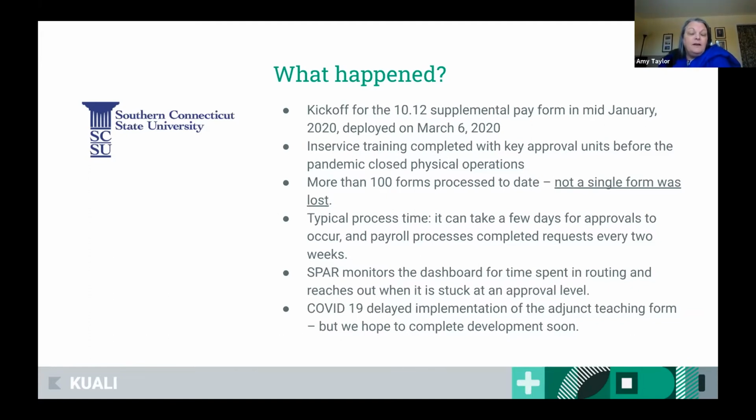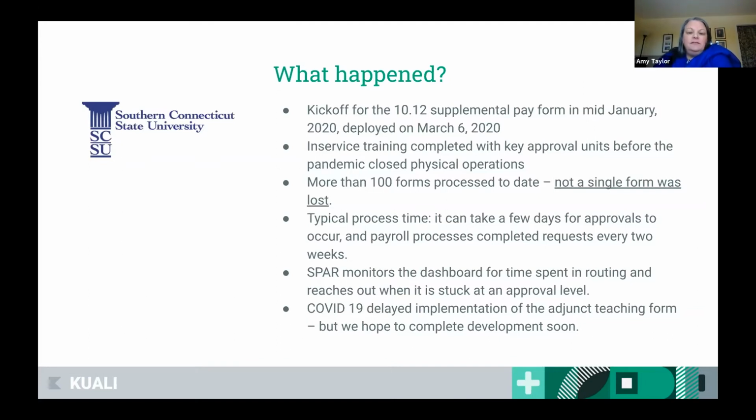Our typical process time for these forms can take a few days, but basically every 2 weeks, anything that's sitting in the queue that has been approved and ready for payroll gets processed. This means that we no longer have faculty who are waiting months and months for their supplemental summer pay. Everyone in the workflow and some key administrators have the ability to view the dashboard and see how long things are spending in routing and find out when things are stuck, and basically to reach out and move it along so it doesn't have to be delayed.